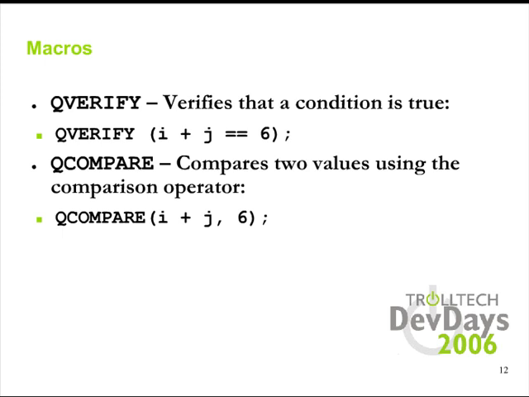Okay. We already had the QCOMPARE macro. We have another one called QVERIFY, and verify just verifies that the condition actually evaluates to true. It's like an assert. So in here we say verify i plus j equals 6. If this evaluation would be false, bam, test failure, the test function will stop executing and we'll jump to the next test function. QCOMPARE is a bit smarter, it takes two arguments. So here we do a QCOMPARE i plus j, 6.